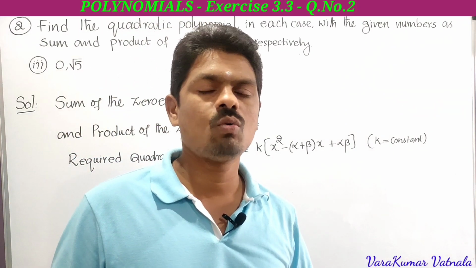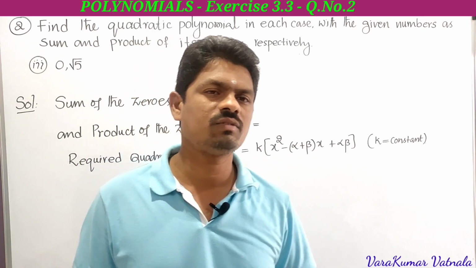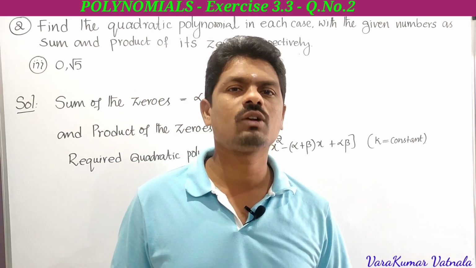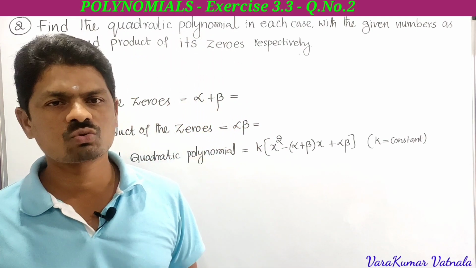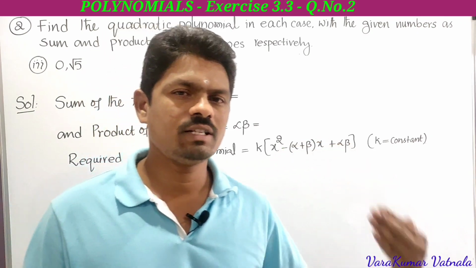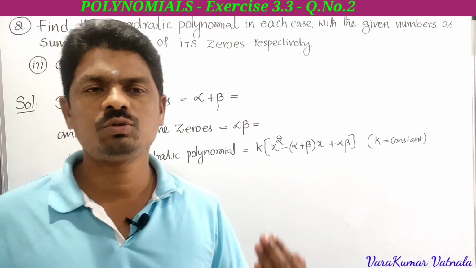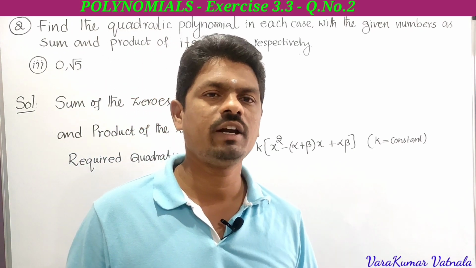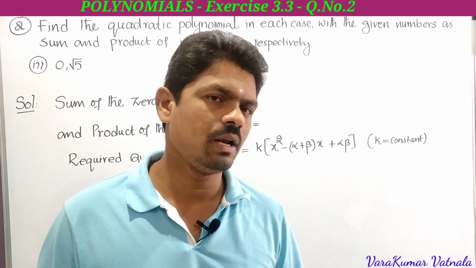So what is the formula? If he gives a sum of the zeros and the product of the zeros, then the formula for quadratic polynomial is equal to k into x square minus alpha plus beta into x plus alpha into beta. So that is the formula. So we just have to substitute alpha plus beta and alpha into beta values in the formula. We can get the quadratic polynomial.